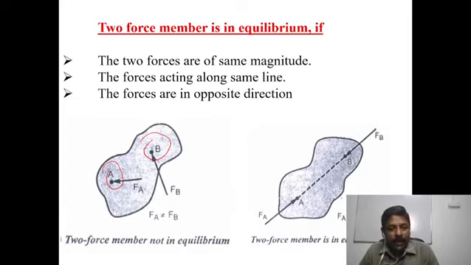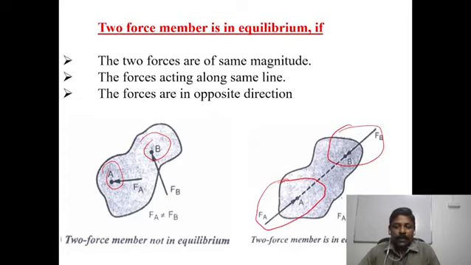So when will it be in equilibrium? You can see in this second diagram, these two forces should be equal and opposite. That is the first condition. Fa should be equal to Fb, and they should be in the same line and in opposite directions. These are the conditions for the balancing of the two force member.